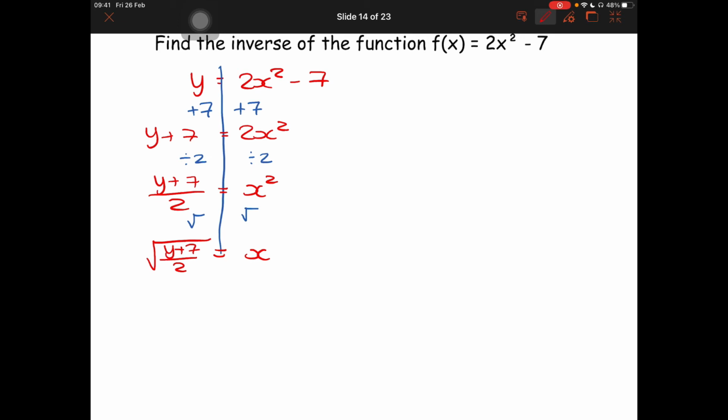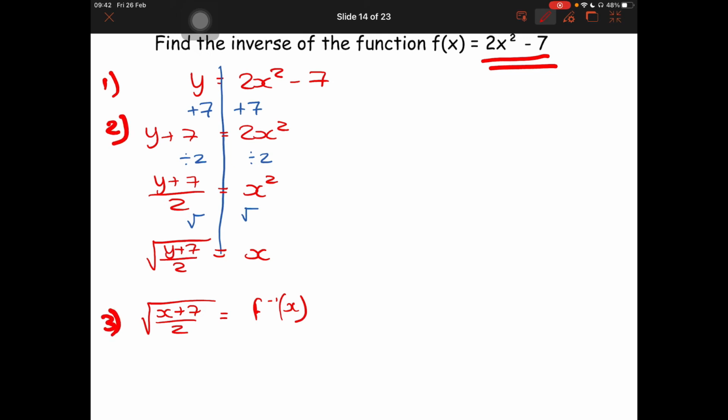Last step, swap in what we need. So we're going to have the square root of y is going to become x. So we'll have x plus 7 over 2. X becomes f to the minus 1 of x. Okay. But again, more complex function at the start, but same three processes. Y swaps in for f of x. Rearrange to make x the subject. Swap in x for y and f to the minus 1 of x for x.